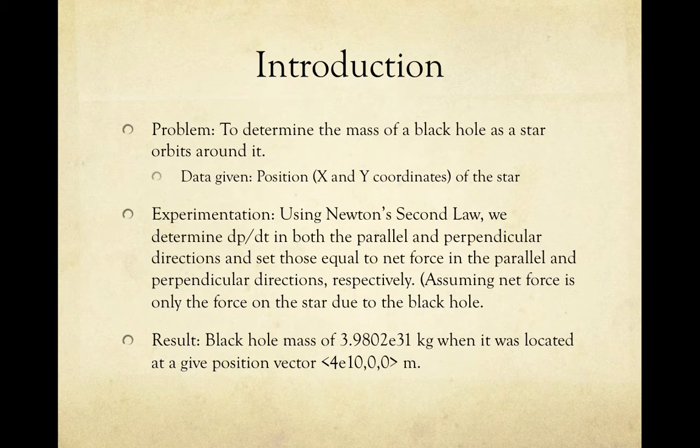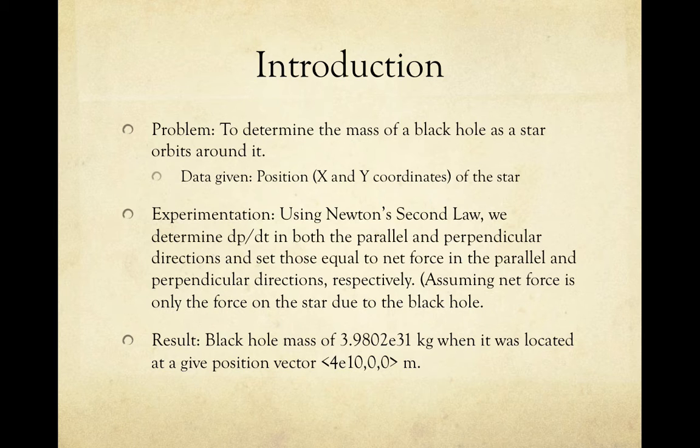In this lab, we are given the x and y coordinates of the star as it revolves around a black hole. To simplify things, we are assuming that the net force on the star is only due to the gravitational force from the black hole. The motion here is circular, so we must consider the parallel and perpendicular components of the star's momentum as it revolves around the black hole. Doing this allows us to predict a net force and therefore a mass for the black hole. The result gained was that the mass of the black hole was equal to 3.9802 times 10 to the 31st kilograms and was located at that given position vector.